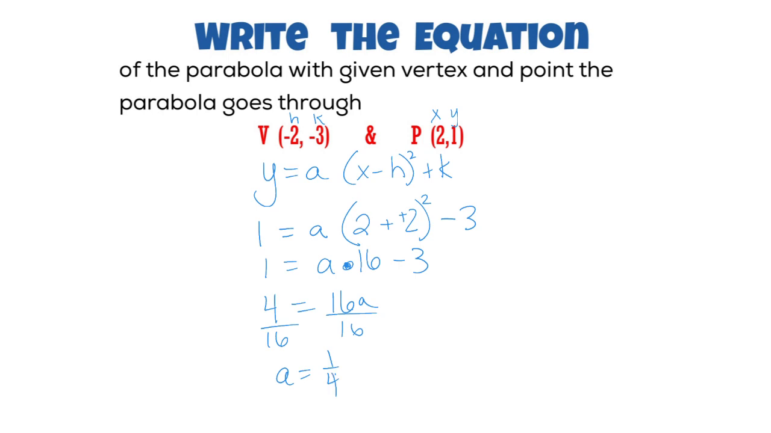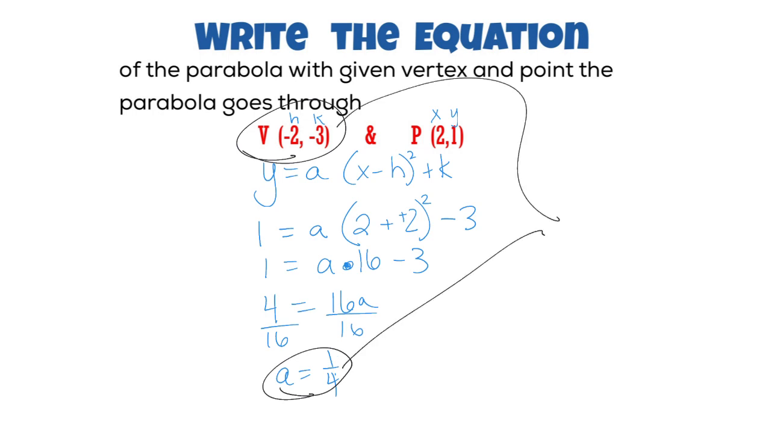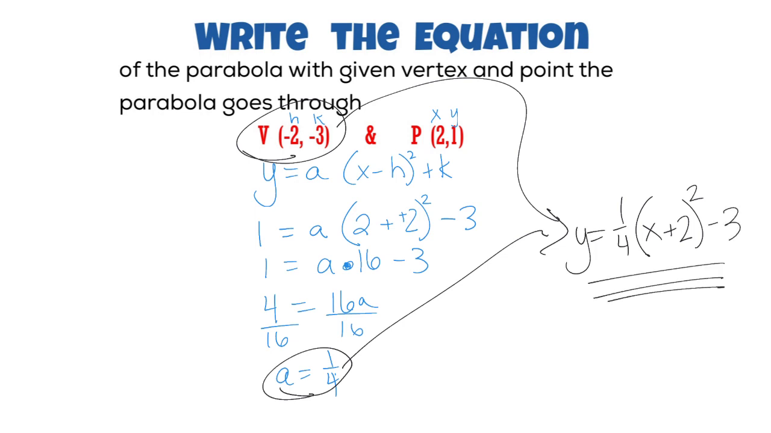Now, you have everything else you need to write the equation. You've got the a, you've got the vertex. We don't need the point anymore. To write the equation, I'd have y equals 1/4 x, and then it's going to be a plus 2, because it's a minus minus. Don't forget your squared. And then at the end, it's a -3. And that's the equation that would have the appropriate vertex, but also would go through that point right there.